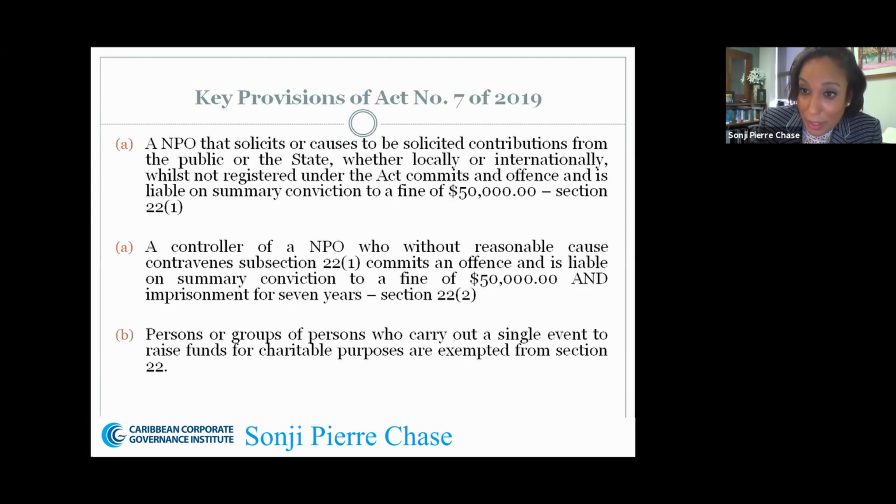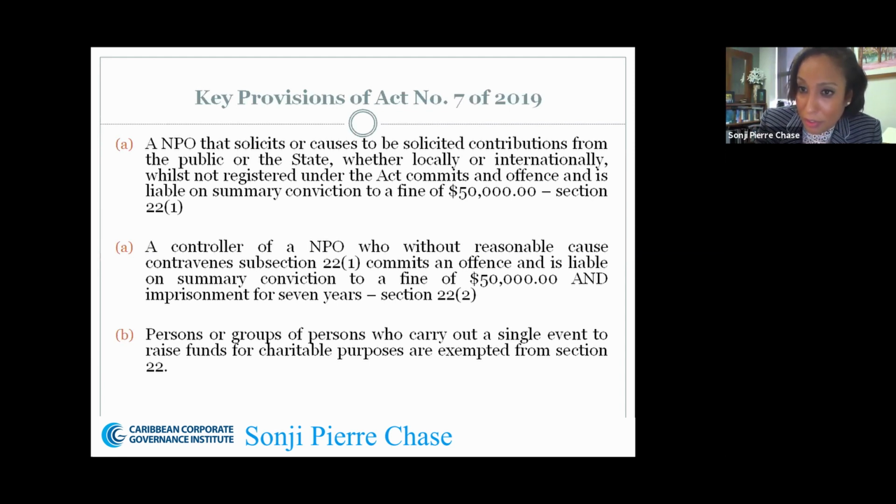I spoke about this earlier and I want to reinforce it. An NPO, if you purport yourself to be an NPO, that solicits or causes to be solicited contributions from the public or state, whether locally or in Trinidad. You could say, I ain't taking no money from anybody in Trinidad. I'm going outside Trinidad. I'm going to Barbados, America. It doesn't matter. It is an offense. And the consequence of that is that you are liable on summary conviction to a fine of $50,000. So they will forget the jail term.